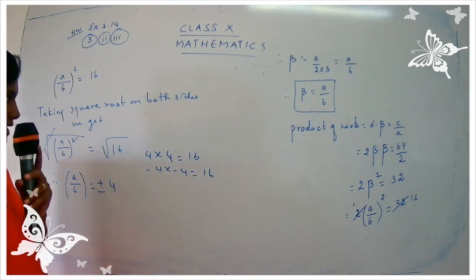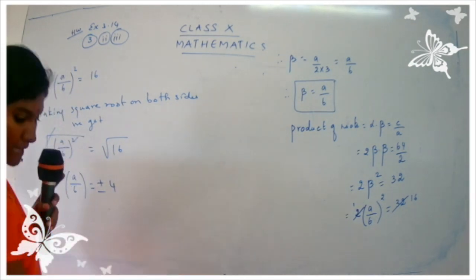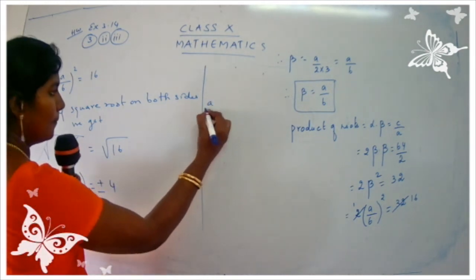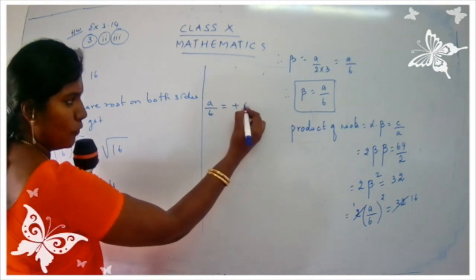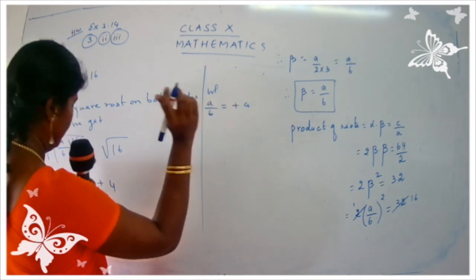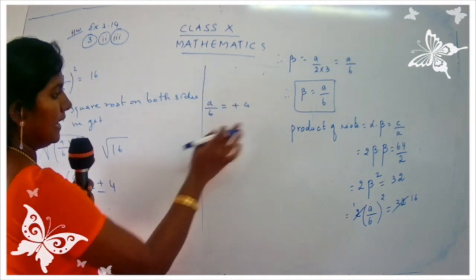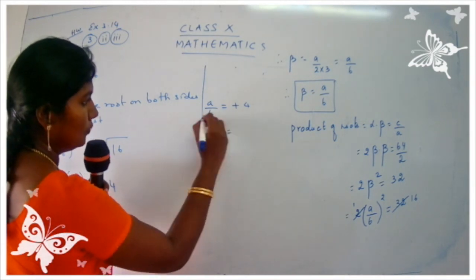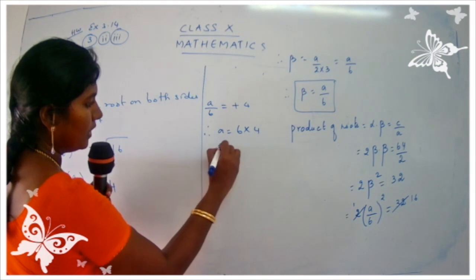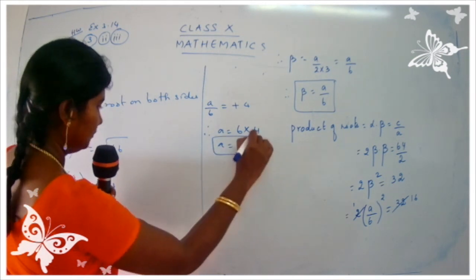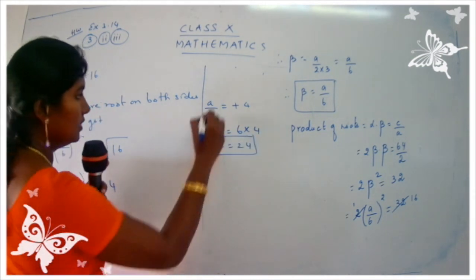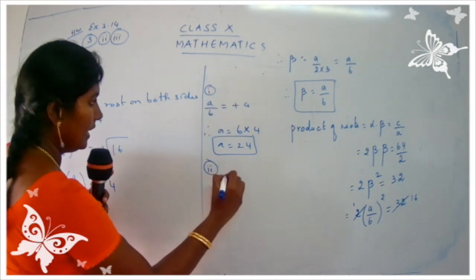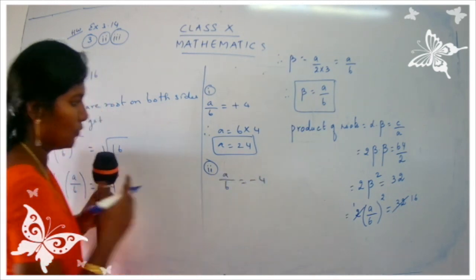So let us solve and get the value for A. A upon 6 is equal to plus 4. Therefore, A is equal to 6 into 4, A is equal to 24. Clear? This is one. Second one, A upon 6 is equal to minus 4.